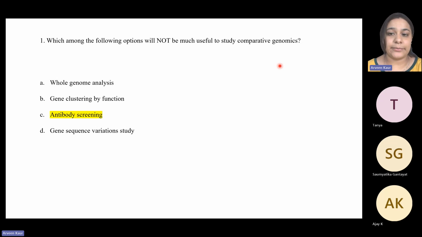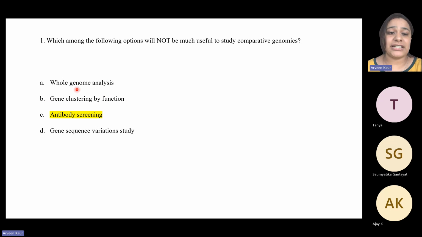It is actually antibody screening. Why? Because all these other things, for example, if there was a GWAS or whole genome analysis study, what will it give? It will basically give you an output such as a whole genome sequence of whatever individual or organism you were targeting, right?